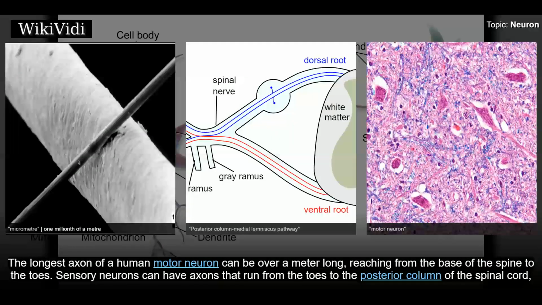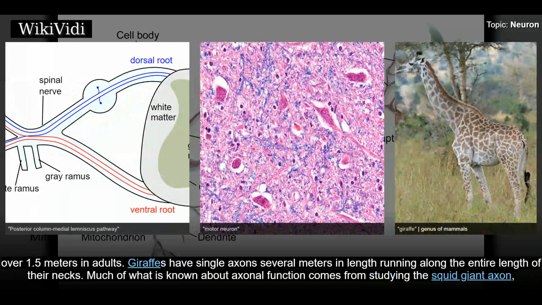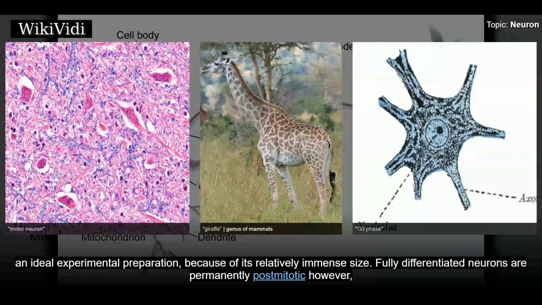The longest axon of a human motor neuron can be over a meter long, reaching from the base of the spine to the toes. Sensory neurons can have axons that run from the toes to the posterior column of the spinal cord, over 1.5 meters in adults. Giraffes have single axons several meters in length running along the entire length of their necks. Much of what is known about axonal function comes from studying the squid giant axon, an ideal experimental preparation because of its relatively immense size.